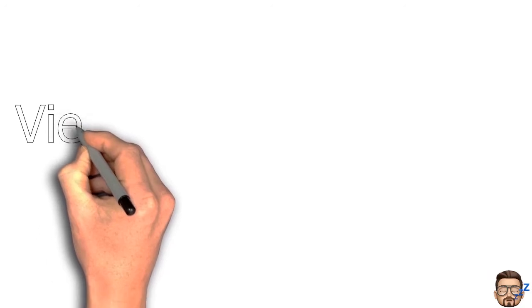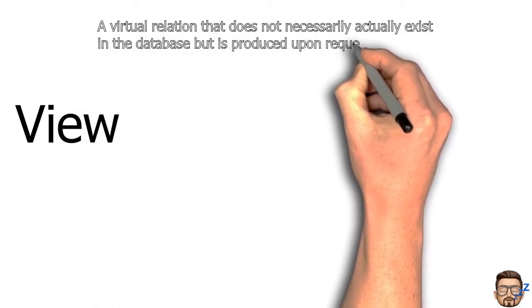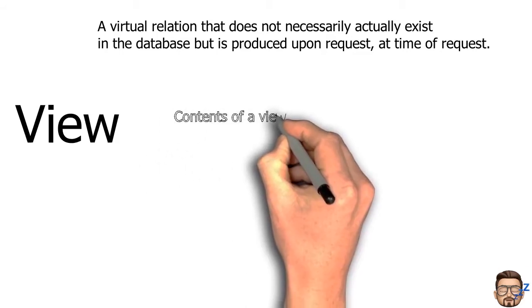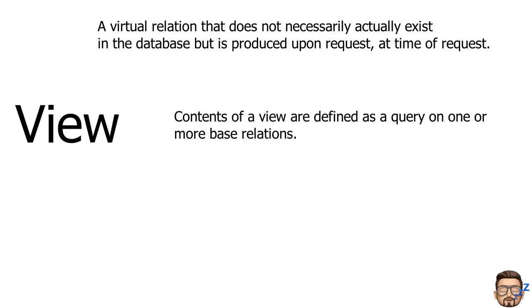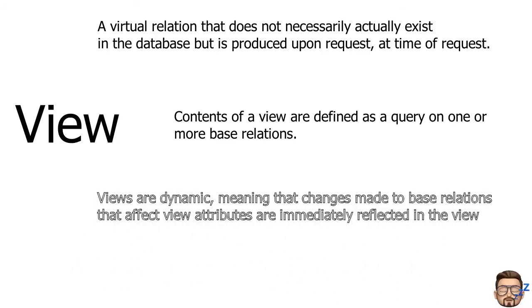View. As we learned from the previous lecture, view is a subset of the database. It is a virtual relation that does not necessarily actually exist in the database, but is produced upon request, at the time of request. The contents of a view are defined as a query on one or more base relations. Views are dynamic, meaning that changes made to base relation that affect view attributes are immediately reflected in the view.